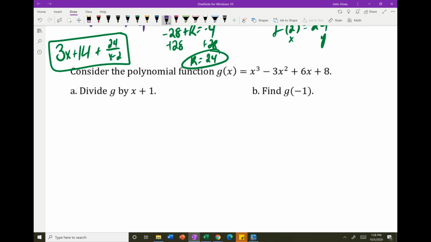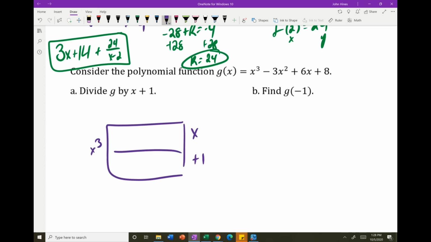All right, let's try this one here. Divide by x plus 1. So I'm dividing by x plus 1 of x to the third minus 3x squared, 6x, and 8. So I get x to the third, which gives me an x squared up top. I'm at positive 1. How do I get to negative 3? I've got to go down 4 floors of stairs. Negative 4 and 1 make negative 3.